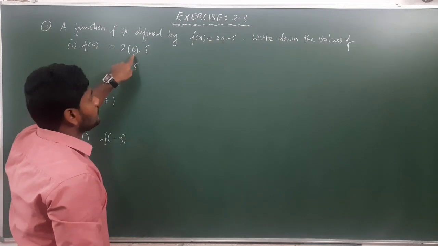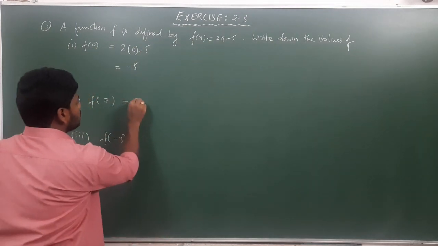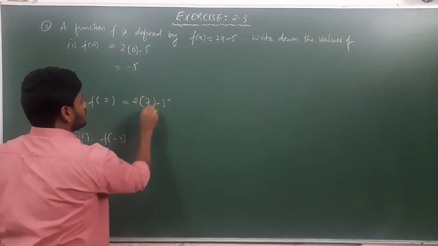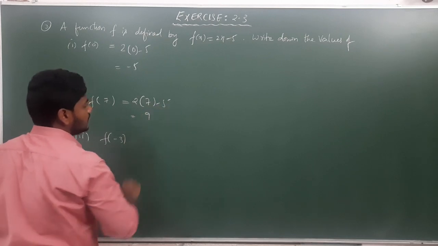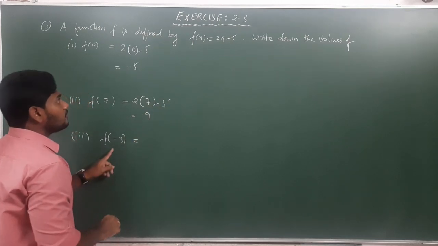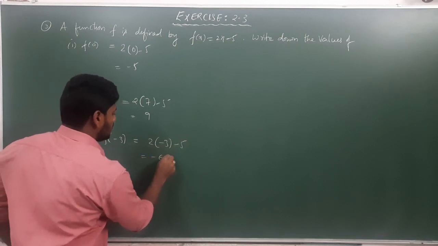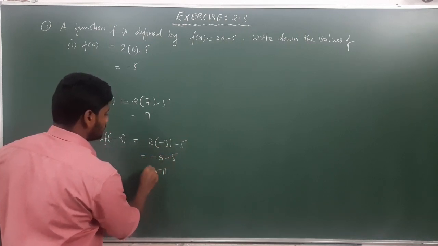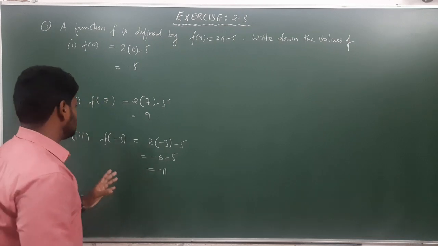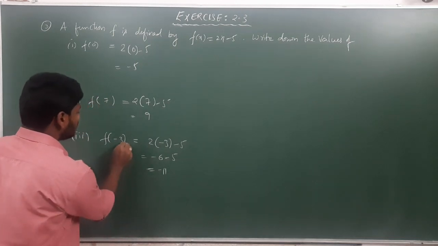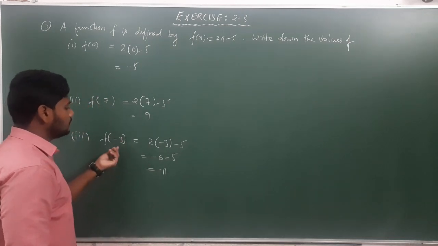Instead of x, here it is in terms of x, so 0 means in terms of 0. Like that, f of 7 is 2 into 7 minus 5, 14 minus 5, nothing but 9. Next, f of minus 3 is 2 into minus 3 minus 5. So minus 6 minus 5, nothing but minus 11. So like that we need to find function values if they give some domain values.